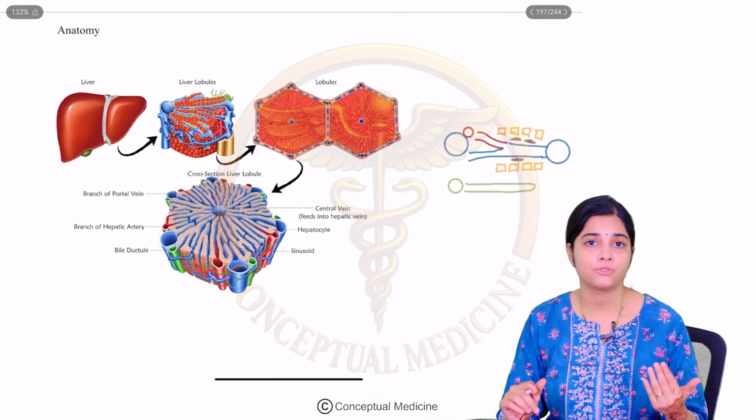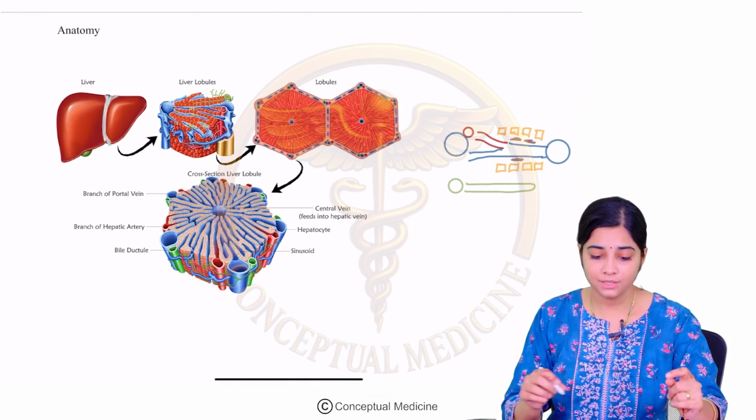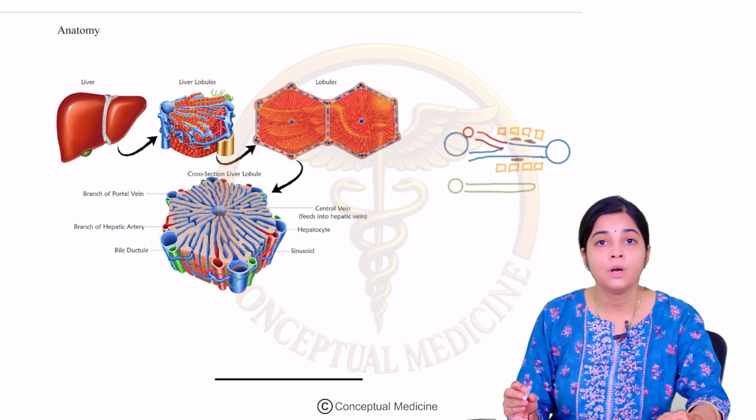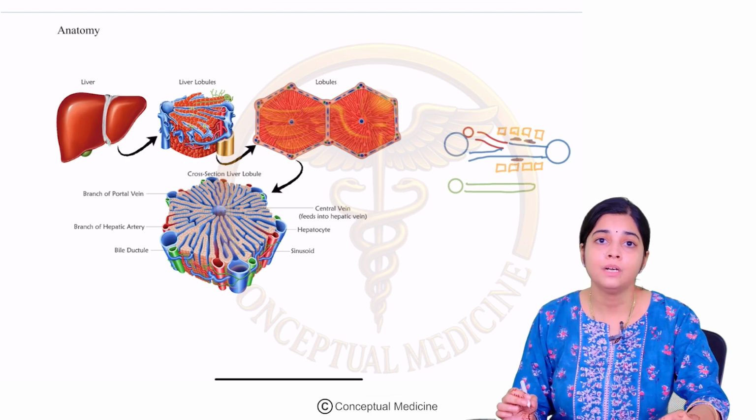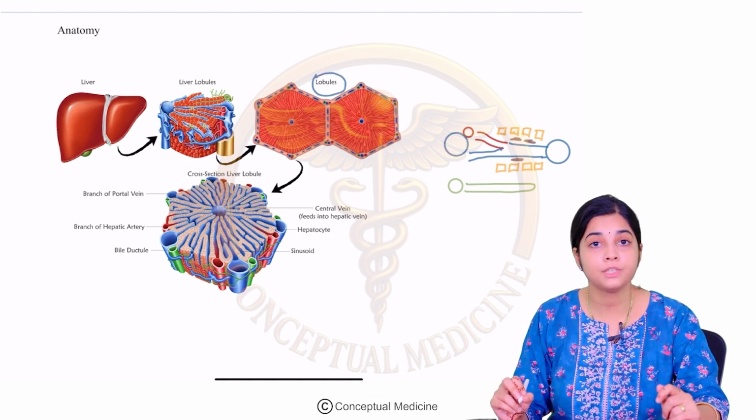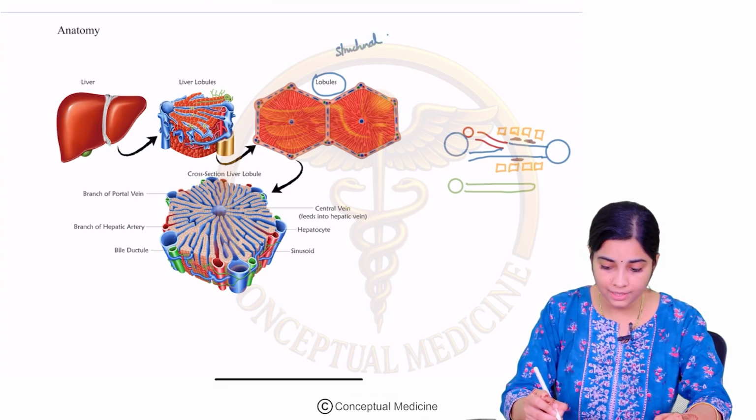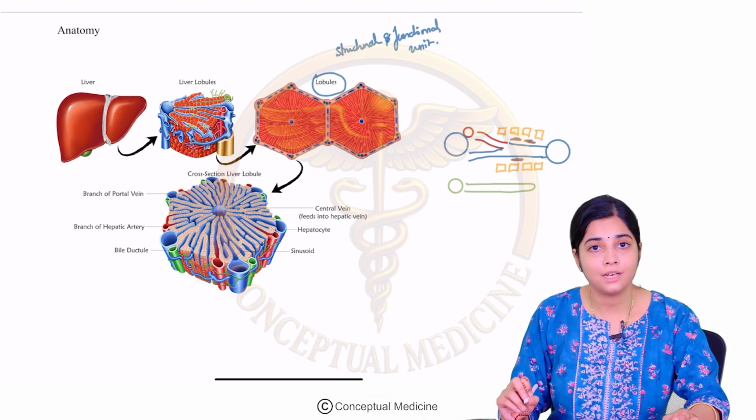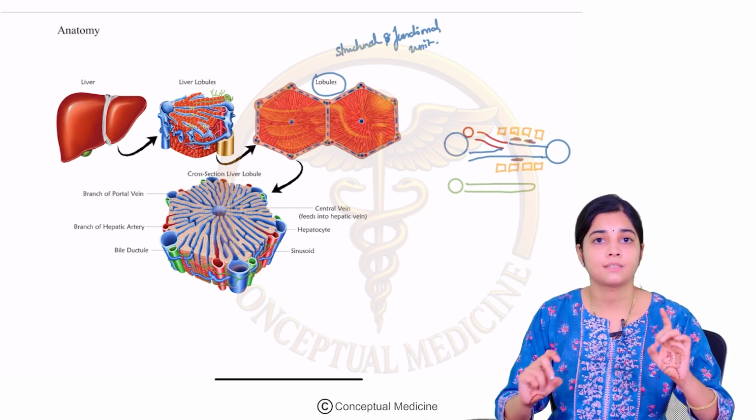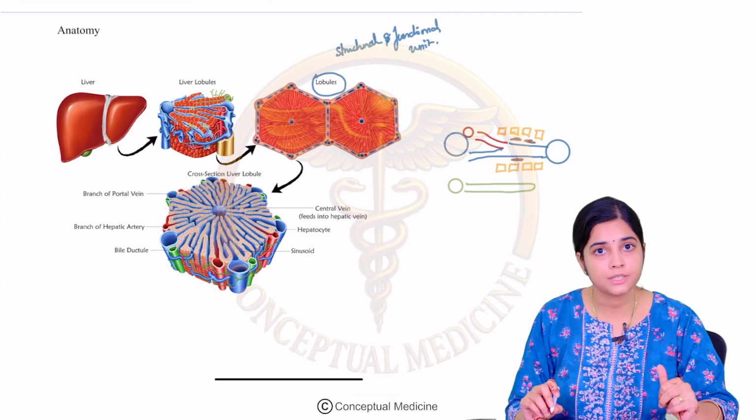Before we understand the approach to liver function tests, let us understand the basic architecture of the liver. So the liver can basically be divided into multiple hexagonal lobules. Each of these lobules is what we call the basic structural and functional unit. If you enlarge each of these lobules, each lobule is hexagonal in shape. Let us look at it in a cross-sectional pattern.